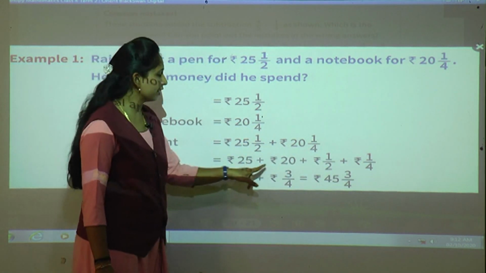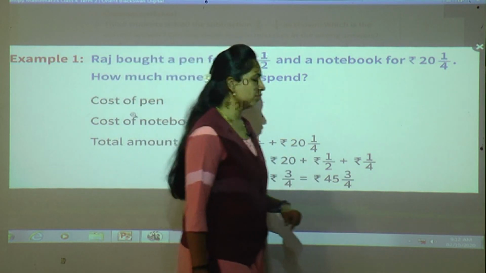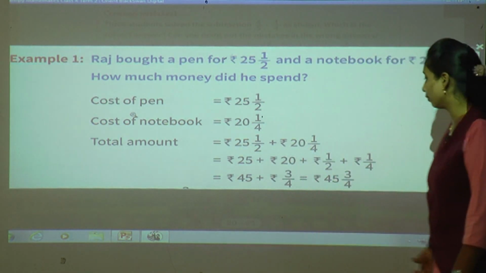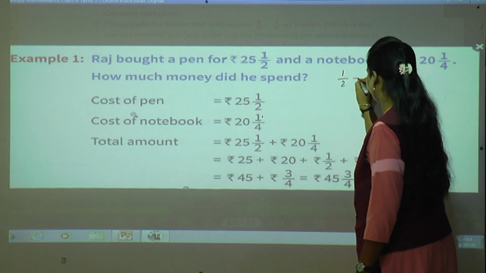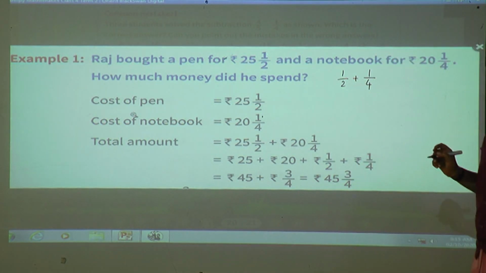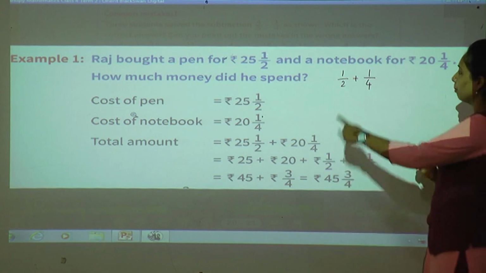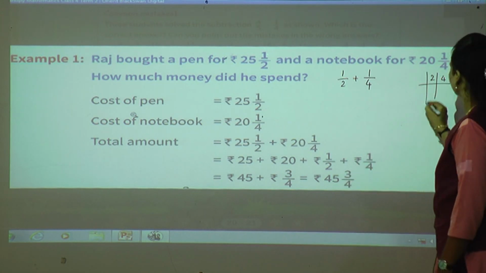Now addition of 25 and 20 is 45. Now addition of 1 upon 2 and 1 upon 4. See here, 1 upon 2 plus 1 upon 4. Now denominators are not same, so we have to find out the LCM of both the numbers. I will find out here.